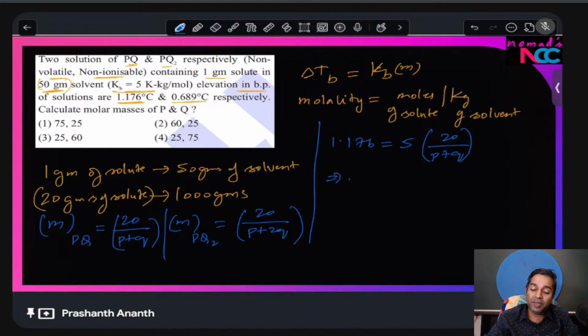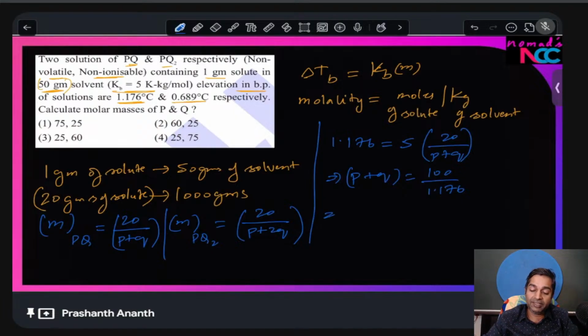So P plus Q works out to be equal to what? I can't take it as P plus Q directly here. No need to do that, we'll take it as P plus Q itself. So P plus Q works out to be equal to 100 divided by 1.176. In the same way on the other side, it is going to be 5 into 20 divided by P plus 2Q.